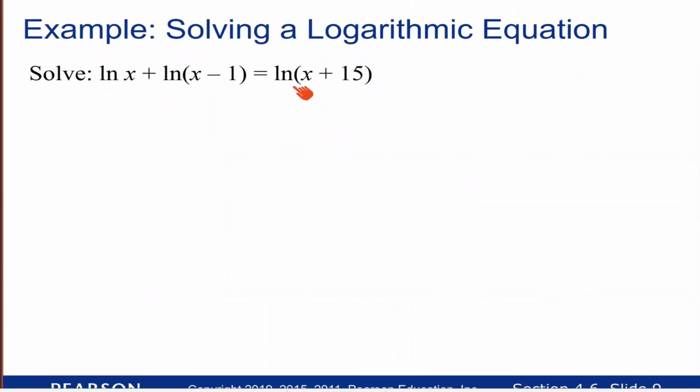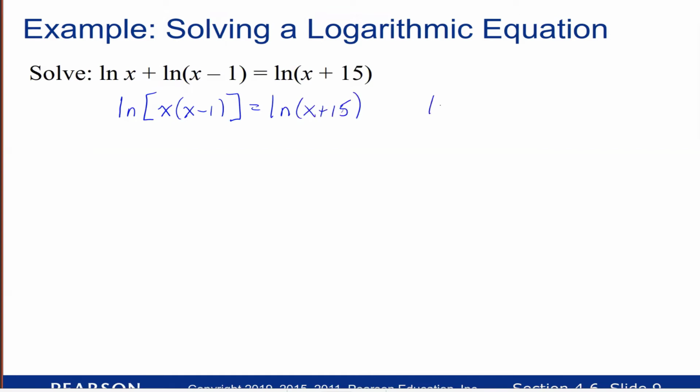So here's a log equation where we have multiple logs. Again, you want to rewrite the log on the left as a single log. Once again, I have the sum of two logs, so I can write that as the log of a product. So on the left, I'm going to have the natural log of x times x minus 1 equals the natural log of x plus 15.